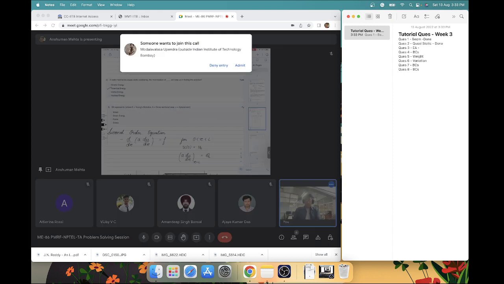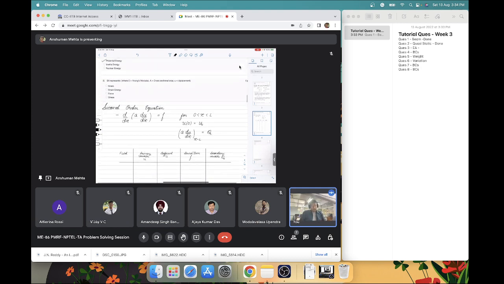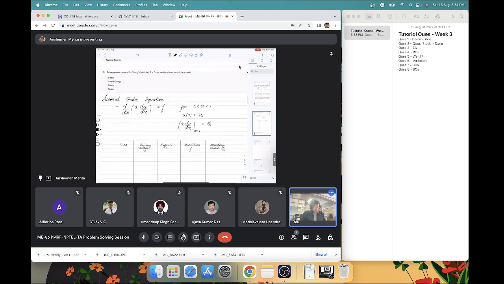The third question is a fairly simple one. If you have taken the lectures, here EA represents, E is Young's modulus and A is cross-section area and U is displacement. In this equation, if you see, there is a second order equation.